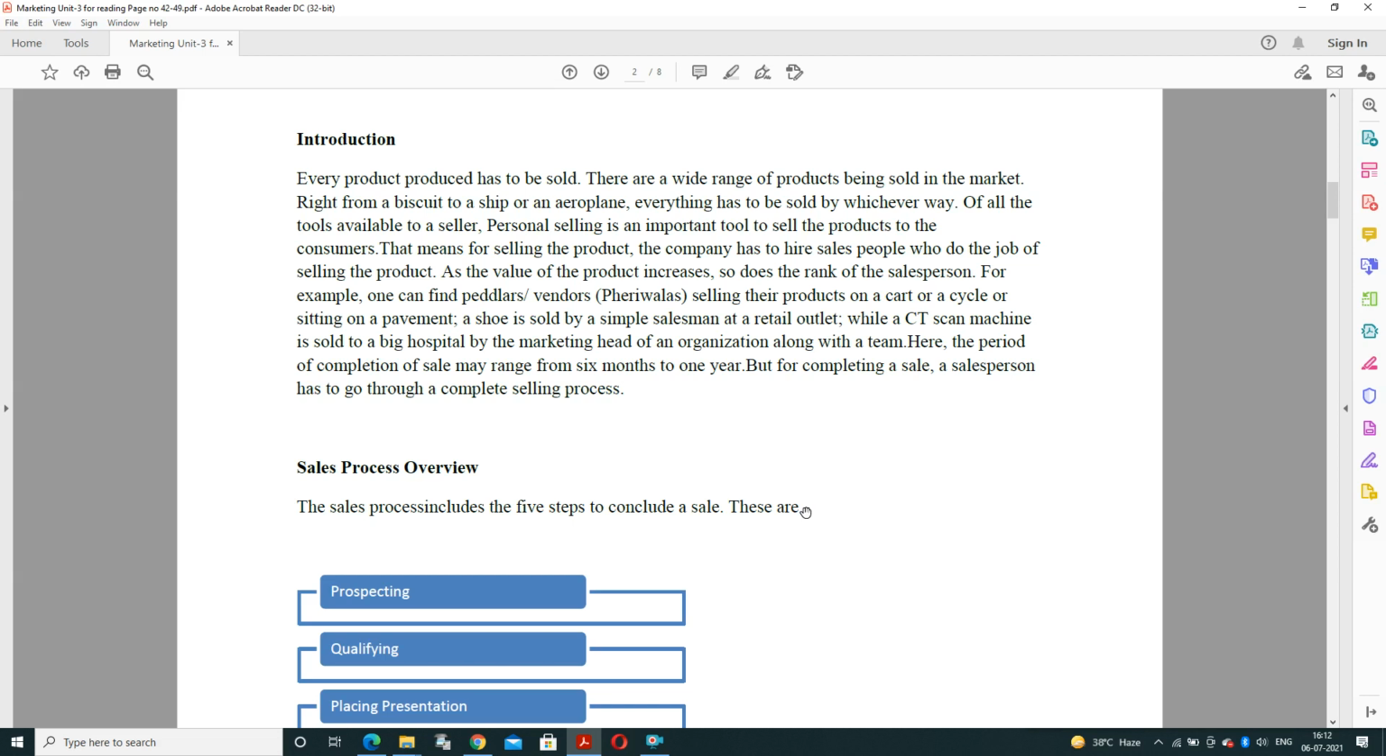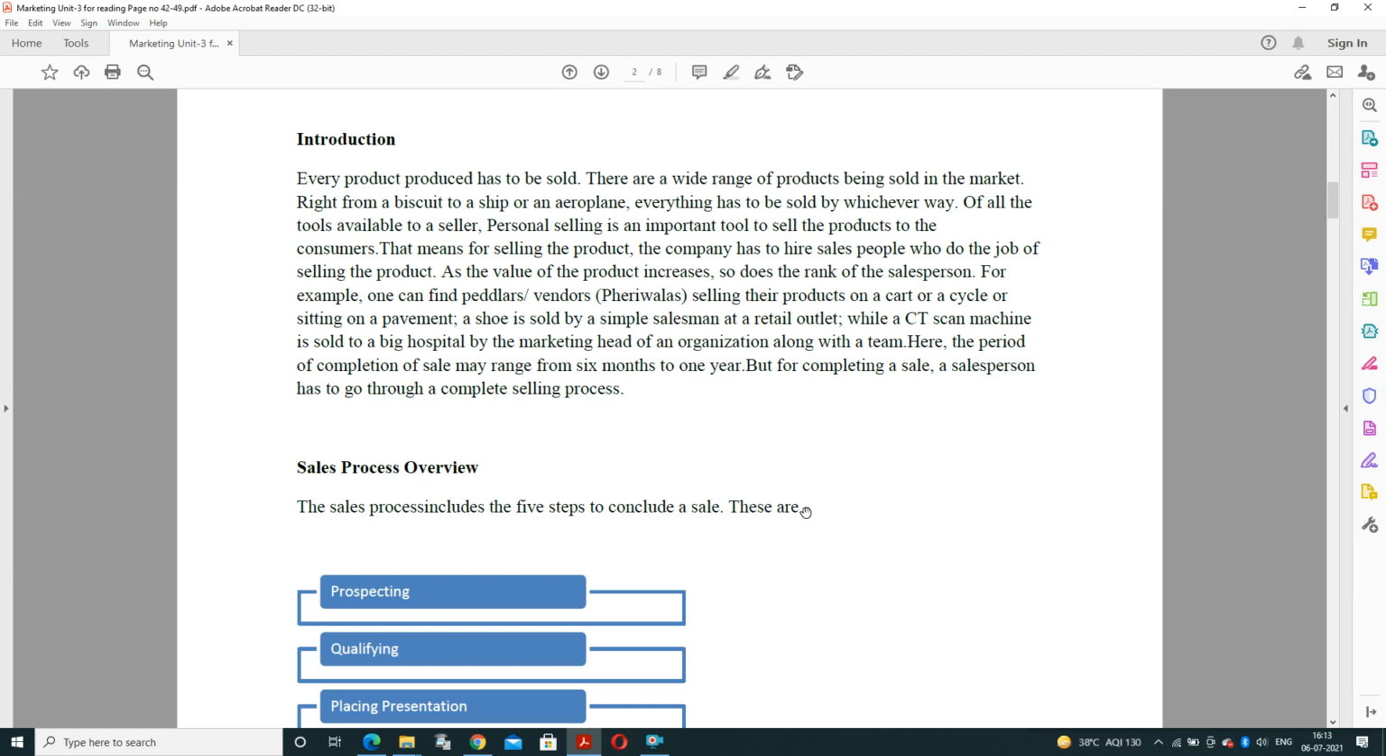Of all the tools available to the seller, personal selling is an important tool to sell the product to the consumer. It means that for selling the product, the company has to hire some salespeople, also known as agents, who do the job of selling the products. As the market value of the product increases, so does the rank of the salesman. For example, one can find peddlers and vendors, also known as fairywalas, selling their products on a cart or a cycle or sitting on a pavement.